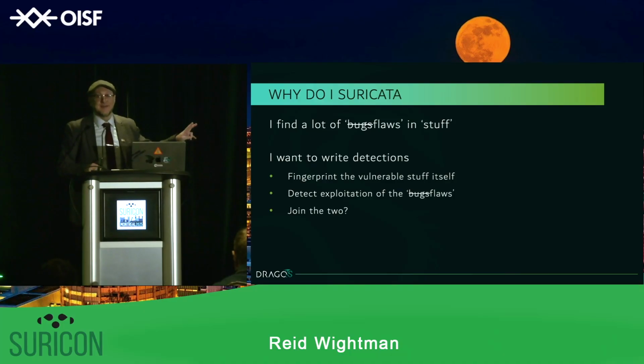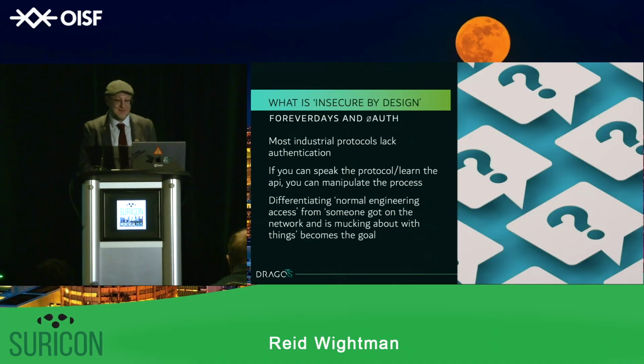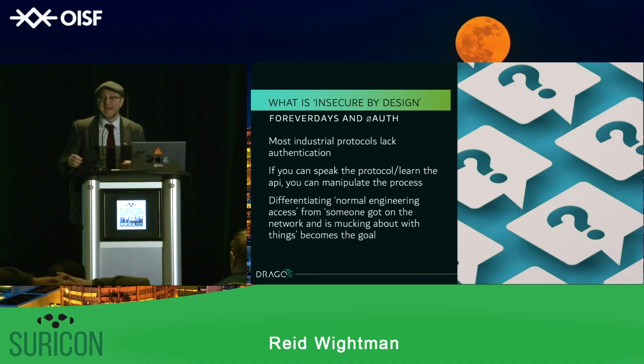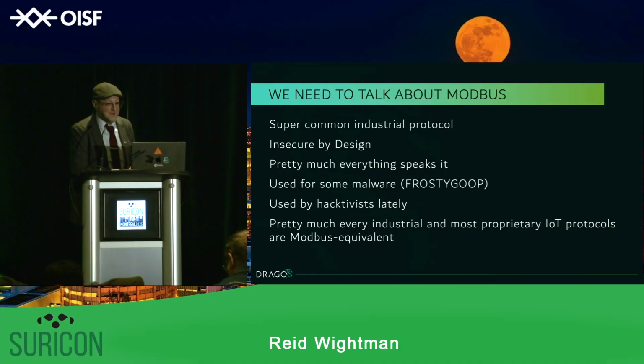And there's kind of two aspects to that. One is you want to be able to fingerprint devices so you know what is actually on your network. And two, you want to detect somebody trying to do bad stuff with those network protocols. Ideally, you want to join the two kinds of detection together. In the industrial space, of course, we have no auth. There's a lot of protocols out there that just don't have authentication, and if a bad person can learn how to use that protocol, they can cause some change in a process control environment. So again, we want to differentiate what is normal engineering access, what does that look like, versus somebody that's trying to do something malicious on your network.